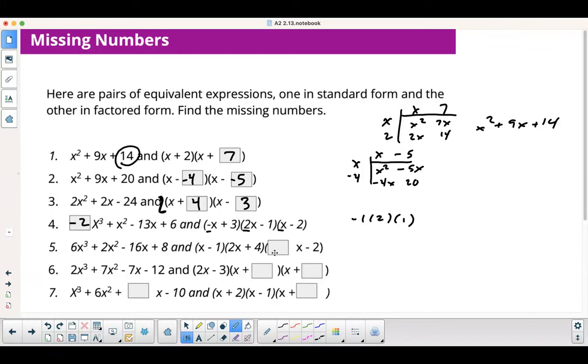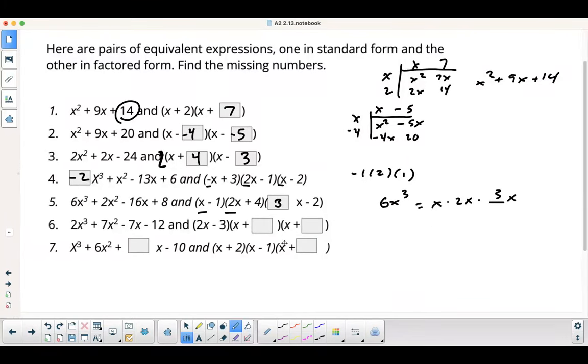Let's see here. What number in front of x? So this comes from the 6x cubed. So it'd be x times 2x times something x equals 6x cubed. So there's my 3 x's, and I have a 2 here, so that'd have to be a 3x to give me the 6 in the front.